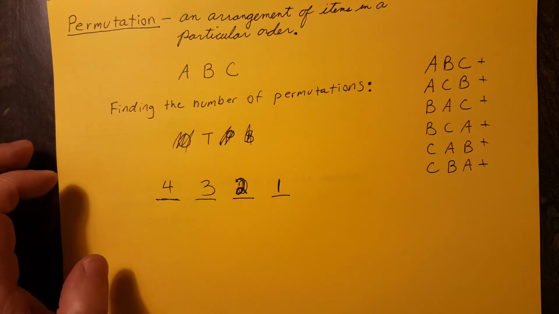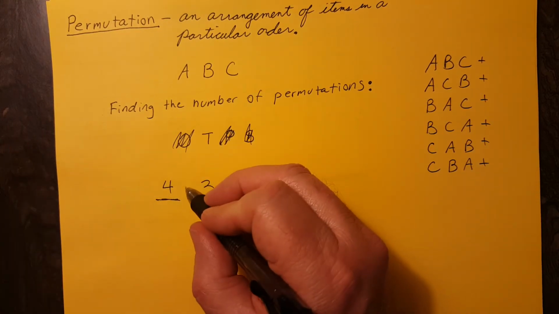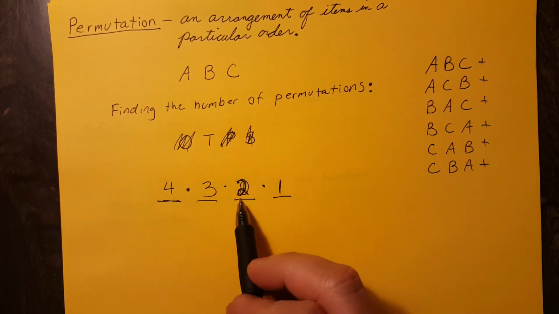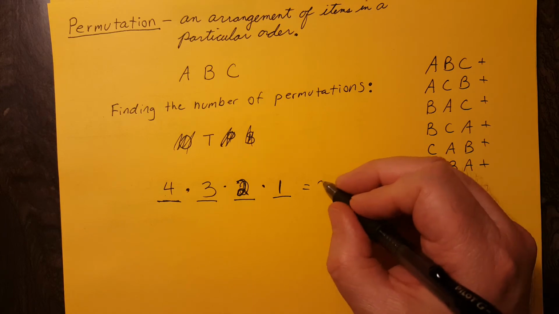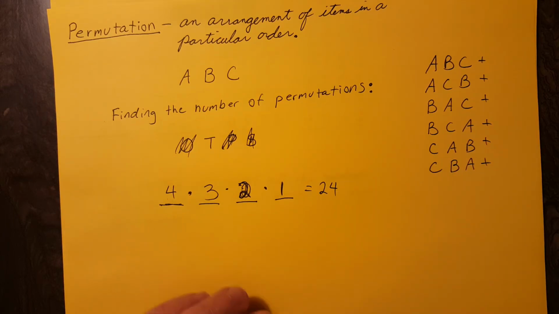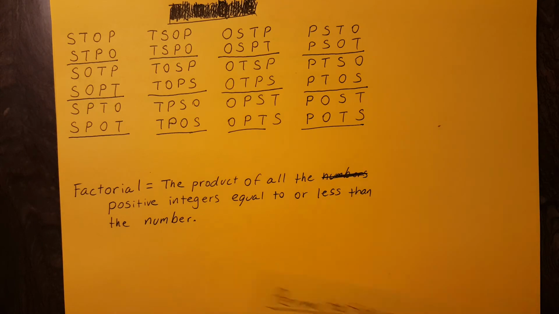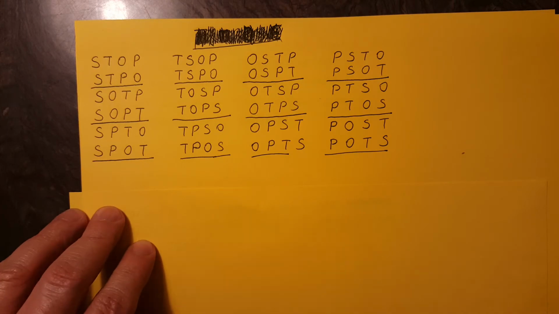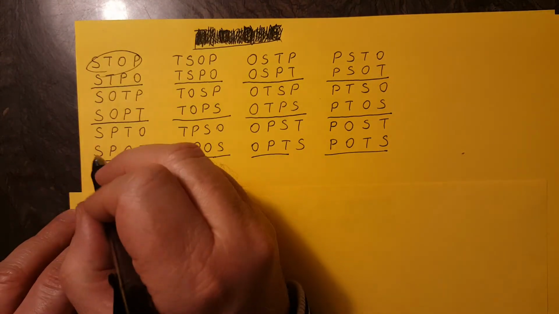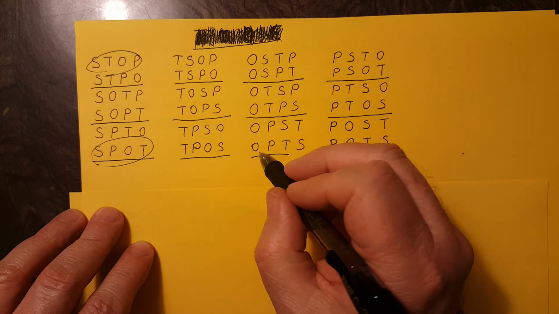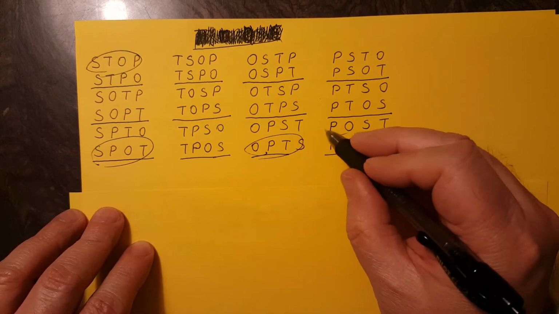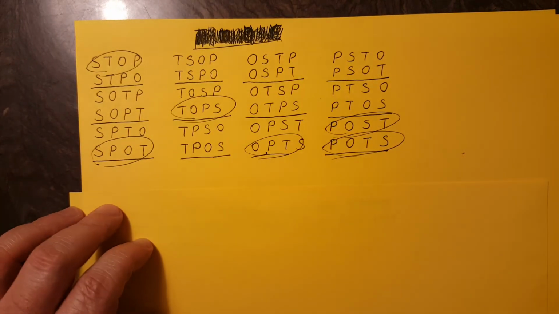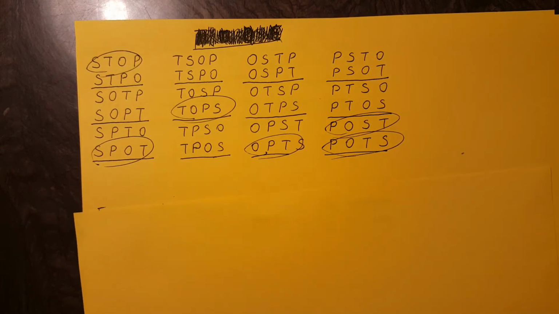Okay. And a quick way to do this is to just multiply these. Okay. 4 times 3 is 12. 12 times 2 is 24. 24 times 1. There will be 24 permutations. I've listed them all here. These are the 24 permutations of those letters. It's kind of cool. Some of them make real words. I think that's, oh, almost missed one. All right. But that doesn't matter.